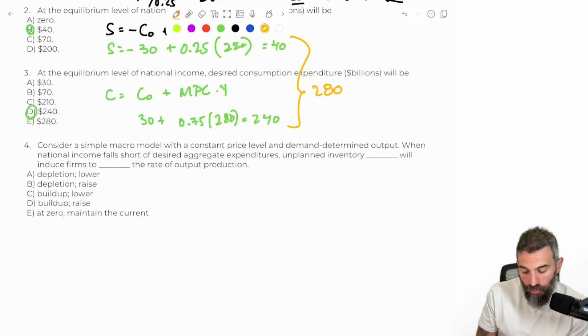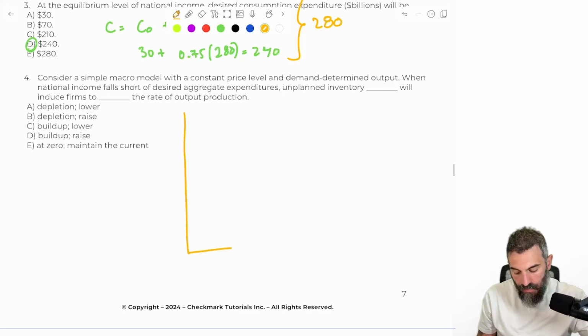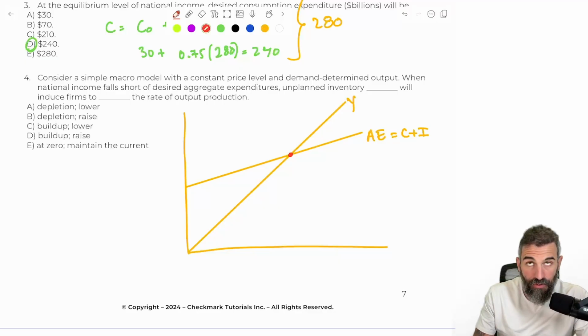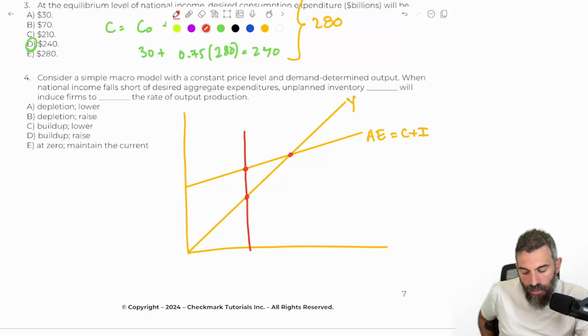Number 4. Consider a simple macro model with a constant price level and demand-determined output, when national income falls short of desired aggregate expenditure. Okay, let's look at that. So you've got your national income here, your aggregate expenditure, something like this. So when your national income is less, so let's say right here, where our national income is actually less than our aggregate expenditure, you're going to have unplanned inventory what?